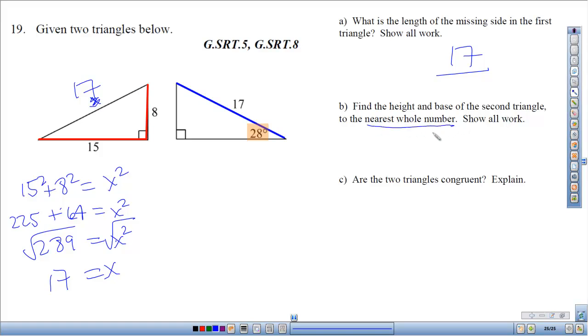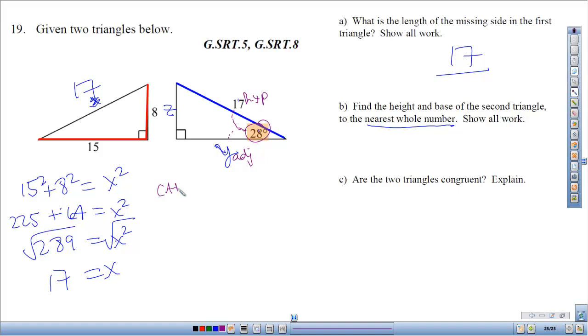Now it says, find the height and base of the second triangle to the nearest whole number. Oh, we're going to round off to the whole number. So they want the base and the height. I'm going to call this y and z. And if I know one angle and one side, these are some trig problems. So here I go. Let's do some trig. If I look at y, it's the adjacent side, and if I look at the 17, it's the hypotenuse, and that means that would be a cosine problem, right?